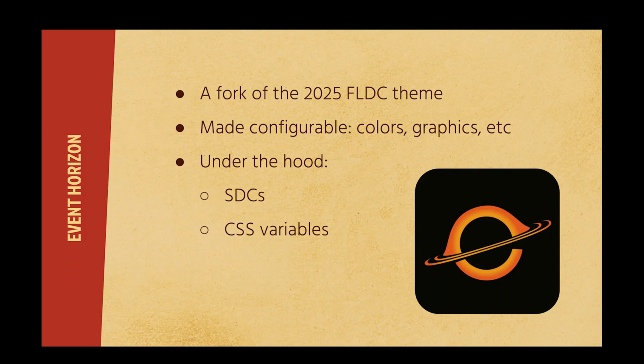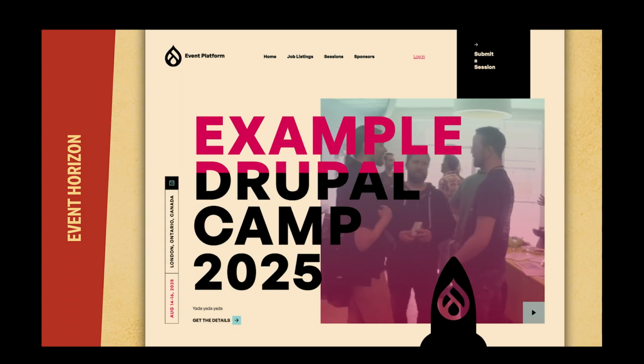Some of the changes are to make a variety of different elements configurable, so as much as possible we want camp organizers to not need to write code to get their camp website set up. Under the hood, Event Horizon is using some fairly modern Drupal front-end technologies like single directory components as well as CSS variables. So the way that you customize colors is more in line with how Olivero does it, as opposed to the older color module for people who remember that from older versions of Drupal. Here's an example of what it looks like set up.